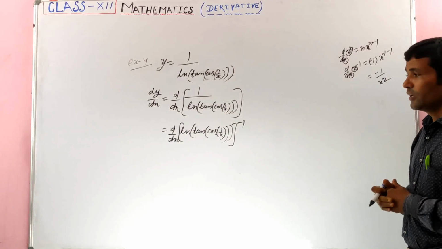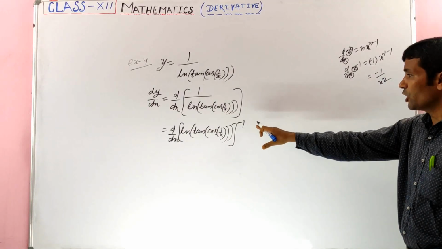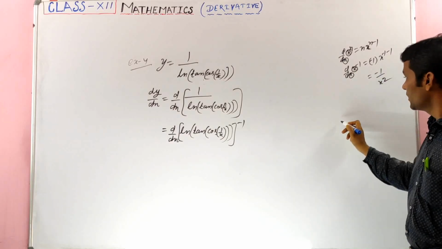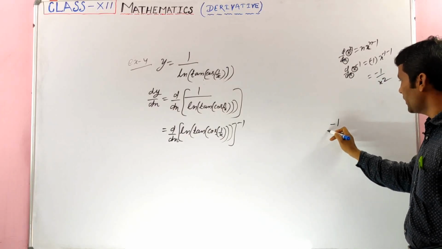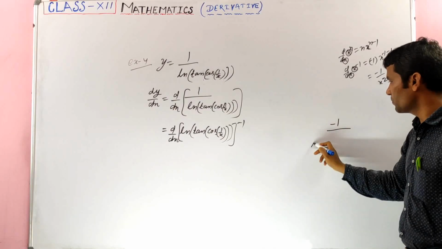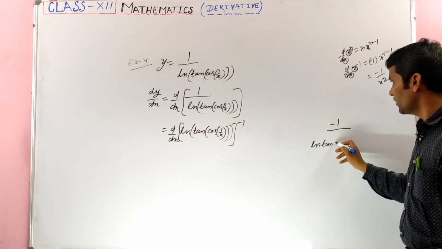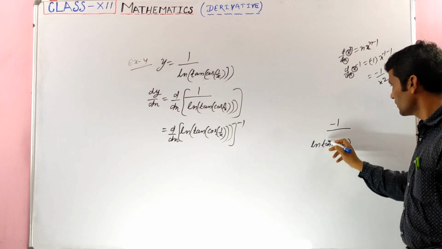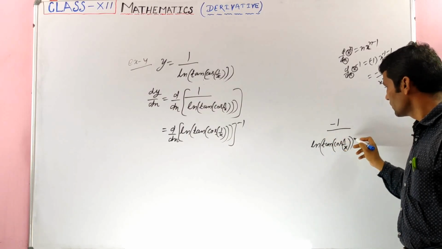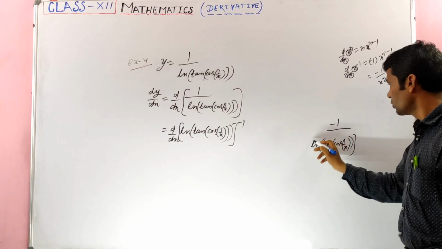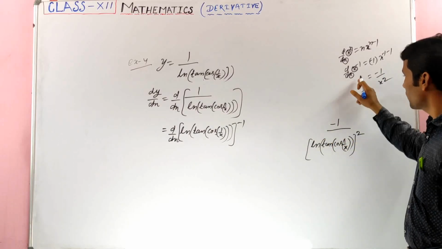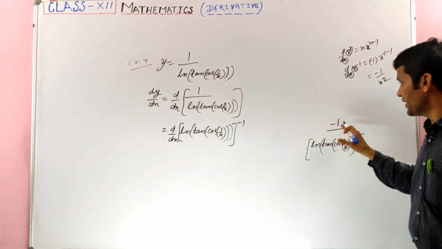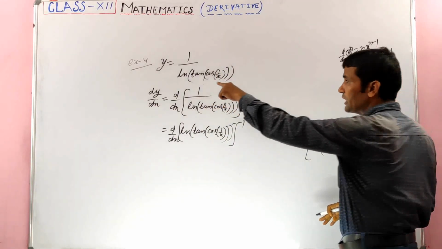Use the formula: the derivative of something to the power minus 1 is minus 1 by something square. According to that, the answer is minus 1 by something square. What is that something? ln of tan cos 1 by x, whole square. According to this formula, d by dx of 1 by something equals minus 1 by something square. Now go to the something part.